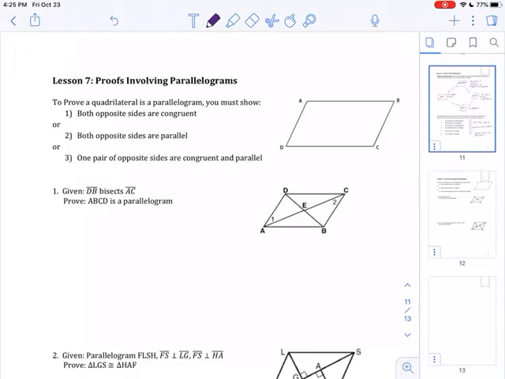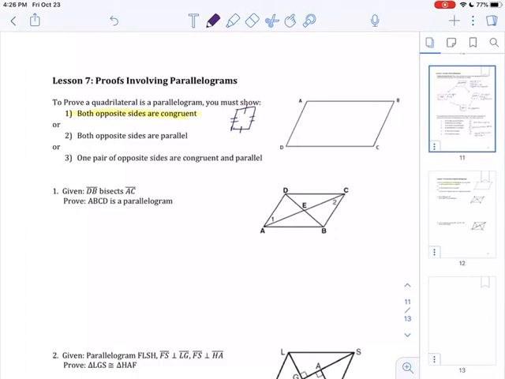So today we're going to talk about proofs involving parallelograms. I saved the best to last because I know that you guys love to do proofs. So first we're going to talk about how do I prove a quadrilateral is a parallelogram. There are 3 different ways you can do this, and this is frequently a multiple choice type question on the Regents. To prove a quadrilateral is a parallelogram, you must show one of these 3 things.